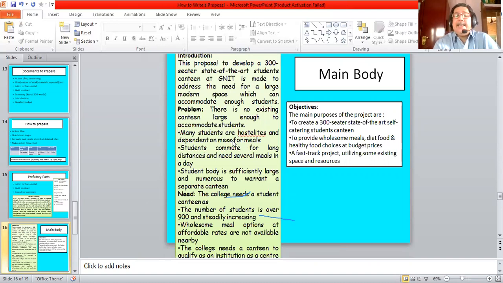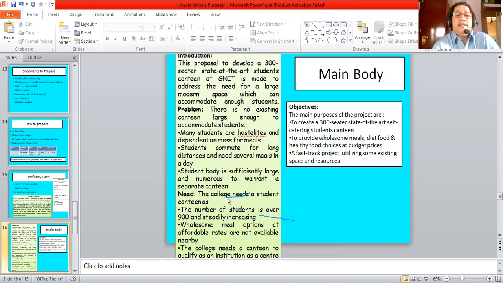No existing canteen is large enough to accommodate the students. Many students are hostelites and depend on the mess for the meals. They commute for long distances and need several meals in a day. The student body is sufficiently large and numerous to warrant a separate canteen. So these are all the reasons, and all the more so why we need to have a students' canteen of their own. The need for the canteen is separately given.